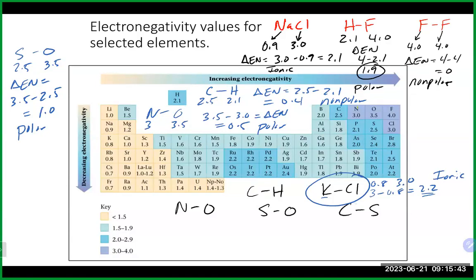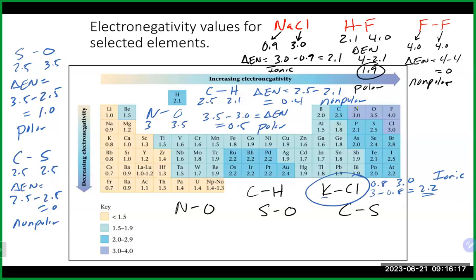Which one? The carbon and sulfur, I think, is the last one we need. Carbon and sulfur, and in this particular case carbon is going to be 2.5, sulfur is going to be 2.5 as well, I believe, and that means that our difference in electronegativity is going to be 2.5 minus 2.5, which is 0, and that is going to be a non-polar bond. If there are any questions on that one there.